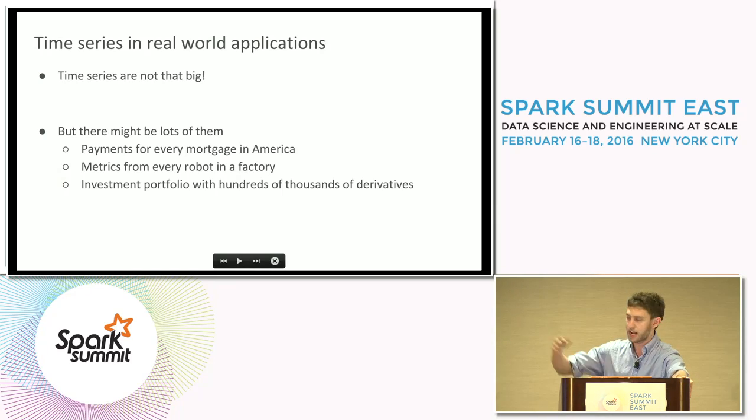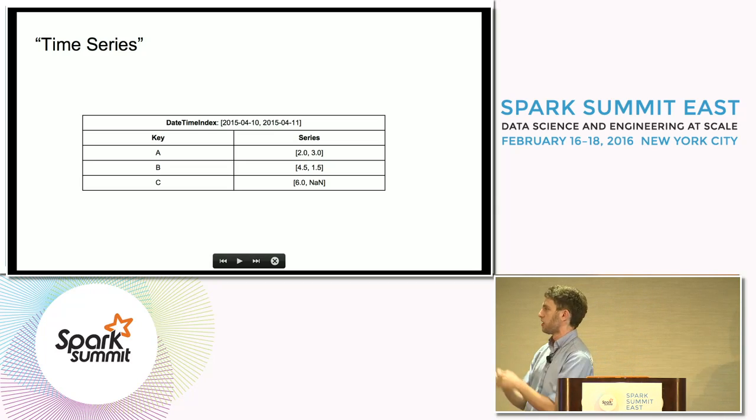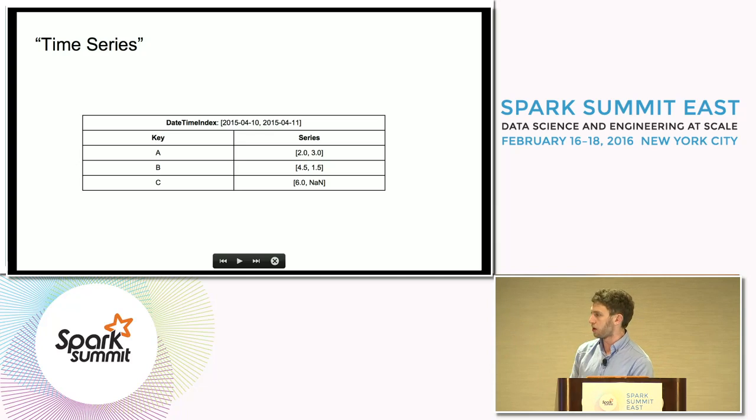If we look at metrics for every robot in a factory, or an investment portfolio with hundreds of thousands of derivatives, even if we're sampling every minute over a year, that's not going to be more than a few hundred megabytes. So in a lot of these applications, it actually makes sense to use this third layout, this time series layout, where we partition along our variables, and then have all the observations, ordered in time, present for a particular variable in a particular place.